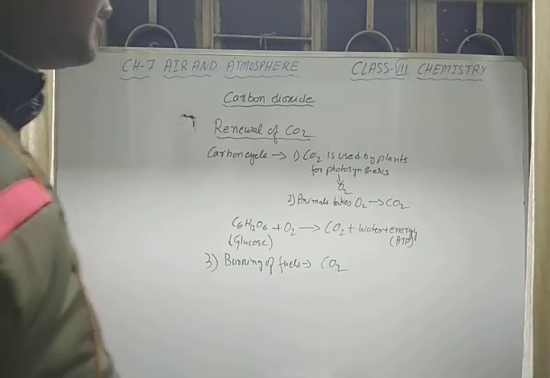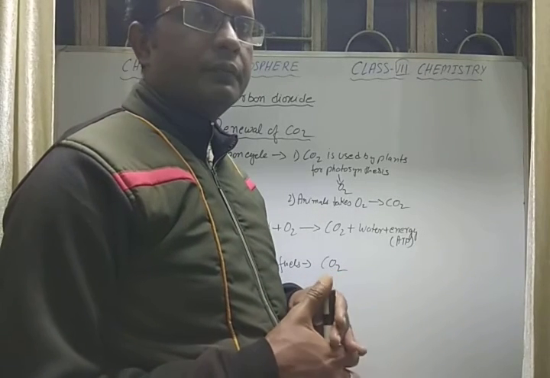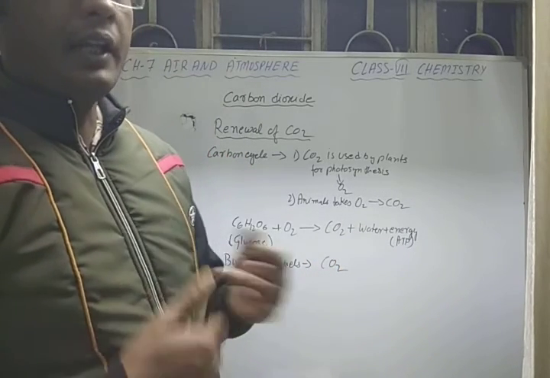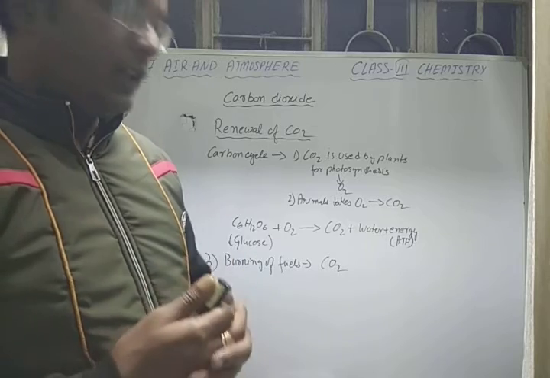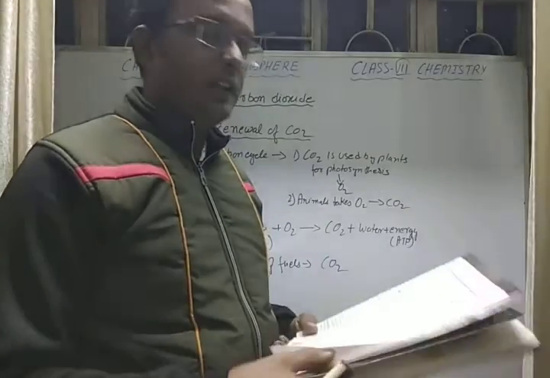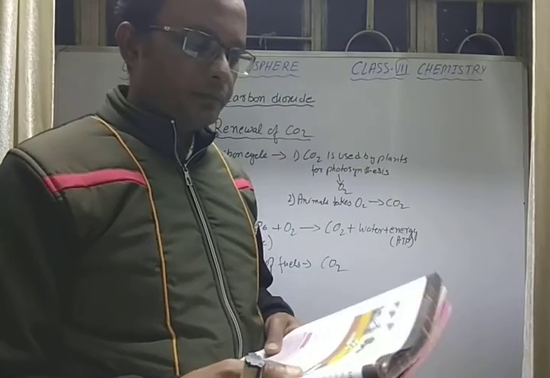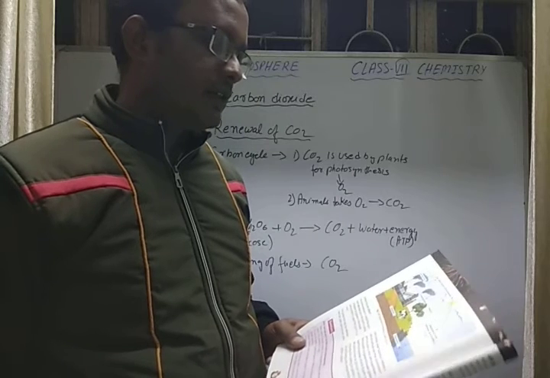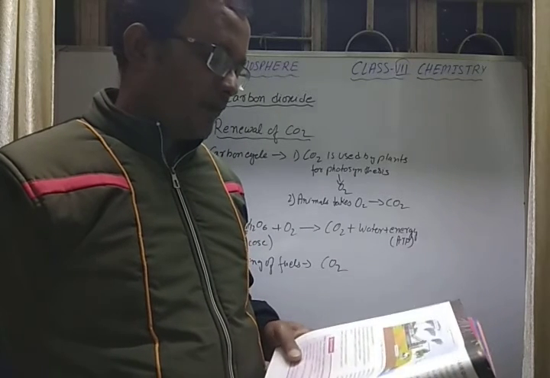Again this carbon dioxide is used by plants and they give out oxygen. And in this way, the oxygen cycle and carbon dioxide cycle go on simultaneously, parallelly, to maintain the oxygen level and carbon dioxide level in the atmosphere. Okay, so some figure is also given in your book. On page number 110, you can see the carbon cycle in nature.